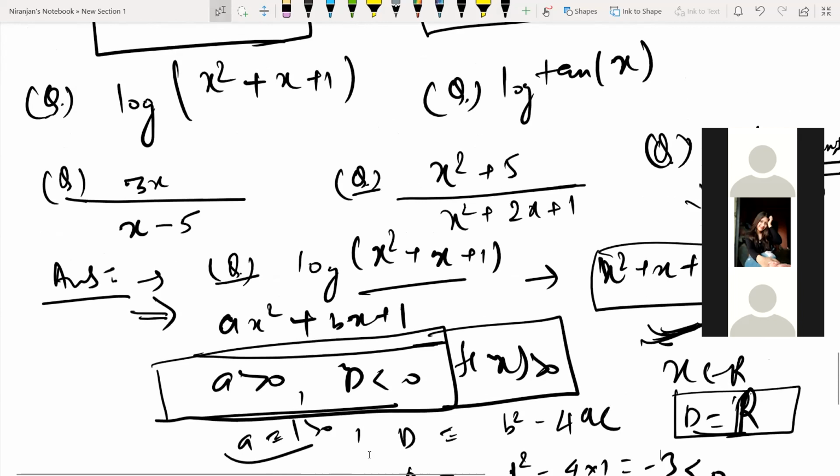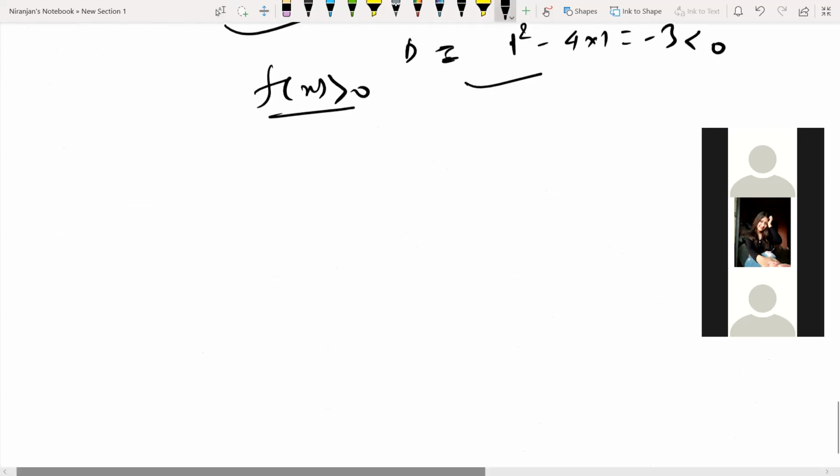What about the second question? tan x inside of log. What is the answer of this one? Subjit, can you tell me the answer?